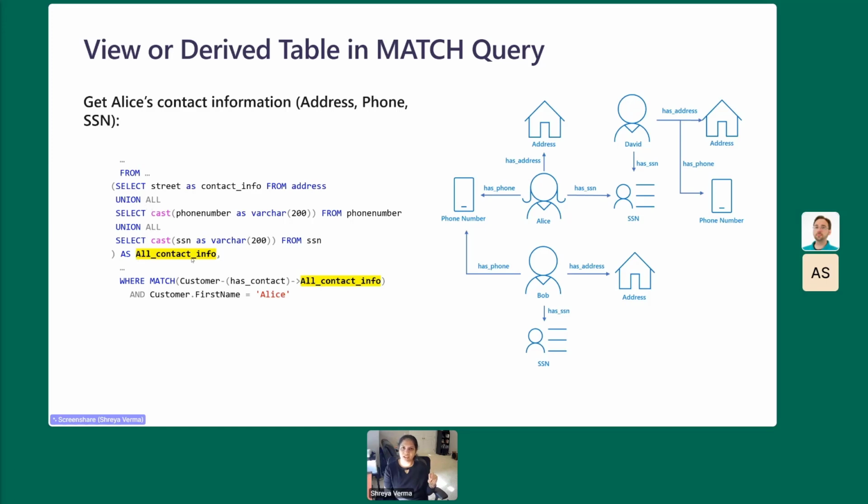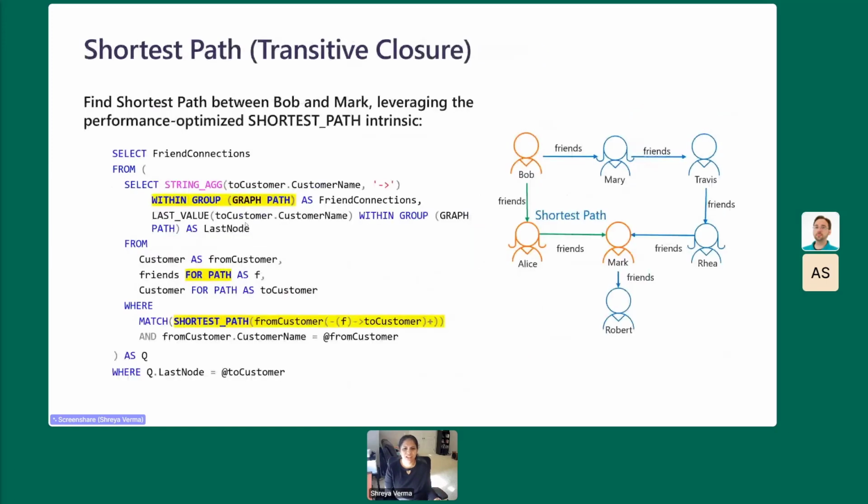And I called it all contact info. This is a derived table, but I can also create an all contact info view by that name if I'm going to repeatedly use this type of union in my queries. So I can create a view, and then in my match clause, what I say is start from a customer and find all their contact info, and my customer is Alice. So if I replace Alice here with Bob or David, I'll get contact info for Bob or David. So the view or derived tables can be used to support that type of queries. Find me anything that I like in graph, or find any connections that this particular node has in my graph.